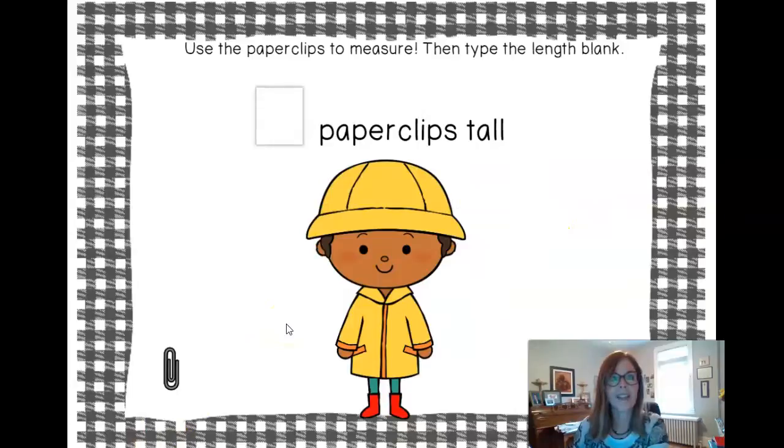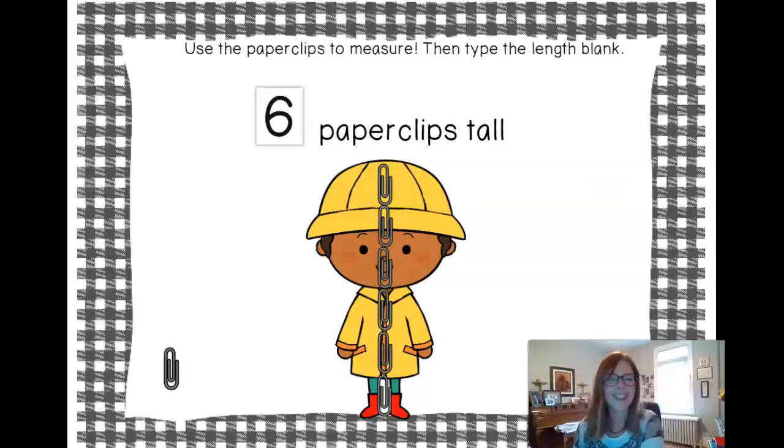Let's measure the boy in the raincoat. We'll start at the very bottom of his feet. Line up our paper clips end to end. And it almost touches the top, but it wouldn't be a whole other paper clip. So count up the paper clips and answer, how many paper clips tall is the boy? Did you say 6? Woo woo! Good job.